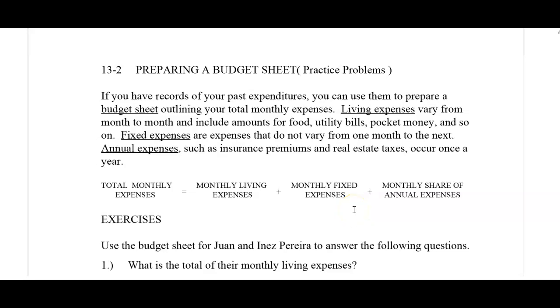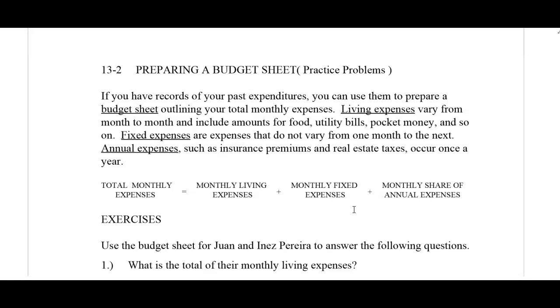So this lesson is on preparing a budget sheet. If you have records of your past expenditures, you can use them to prepare a budget sheet outlining your total monthly expenses. These living expenses vary from month to month and include amounts of food, utility bills, pocket money, and so on. Fixed expenses are expenses that do not vary from month to month. Those are like your car payments, your mortgage payment, and so on.